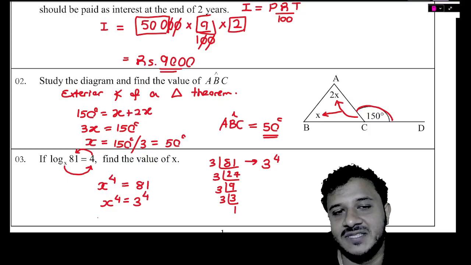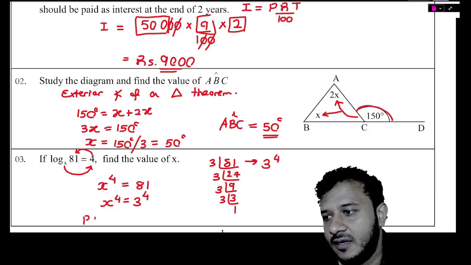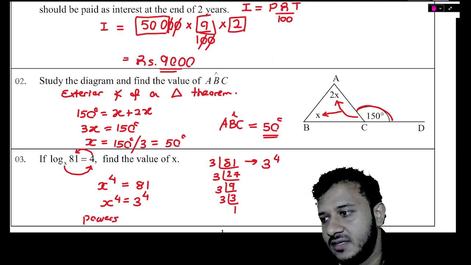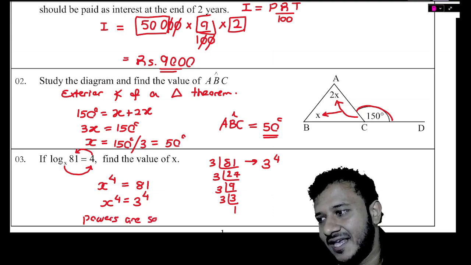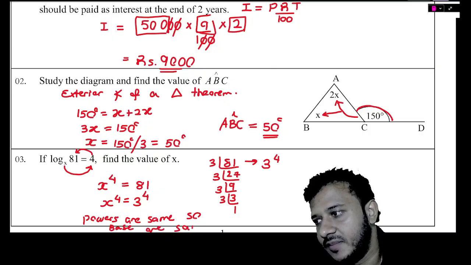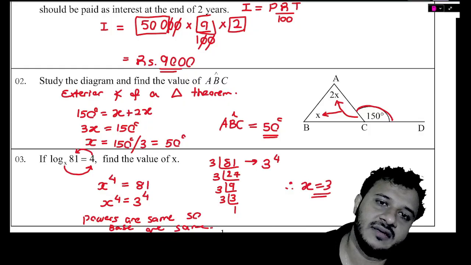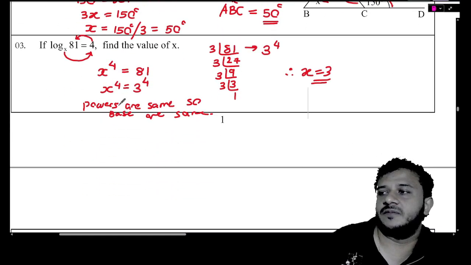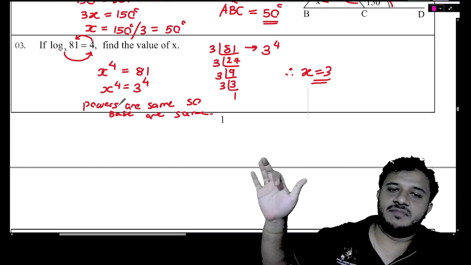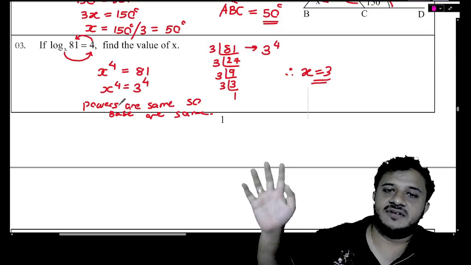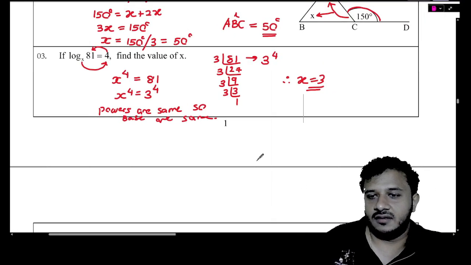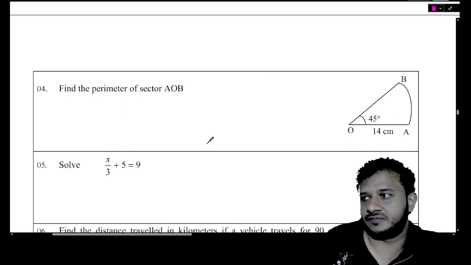Powers are same, so bases are same. So what can we say? That means x is equal to 3. x is equal to 3. Remember, powers are same, bases are same. Bases are same means powers are same. Both sides it works.